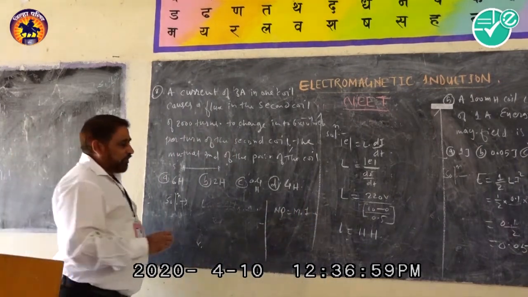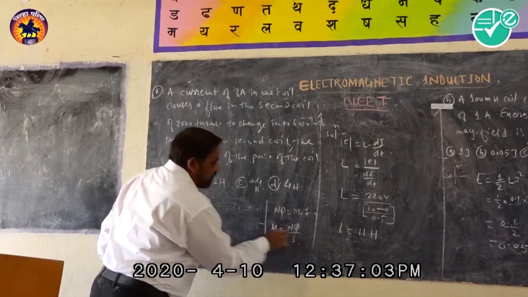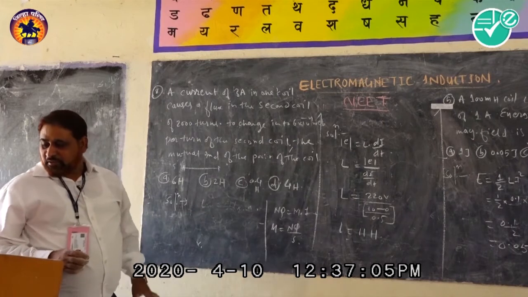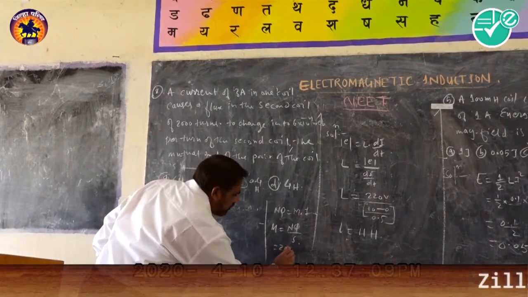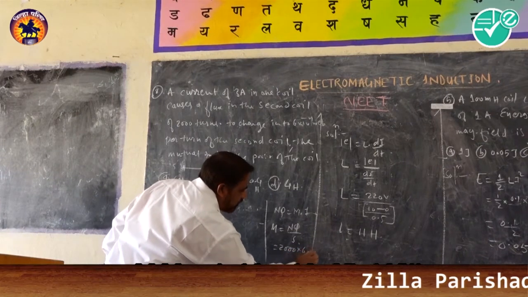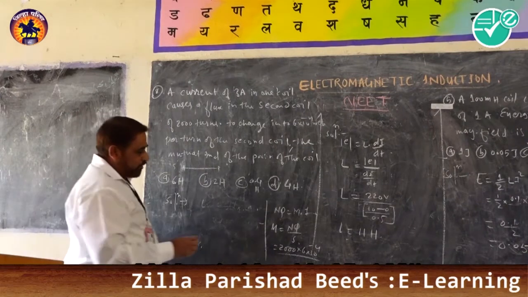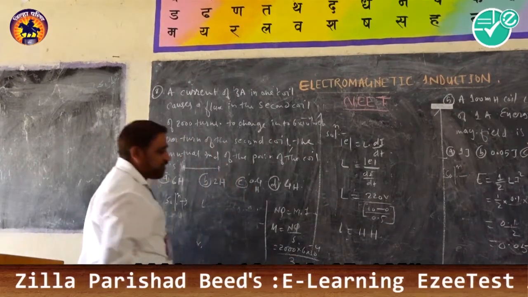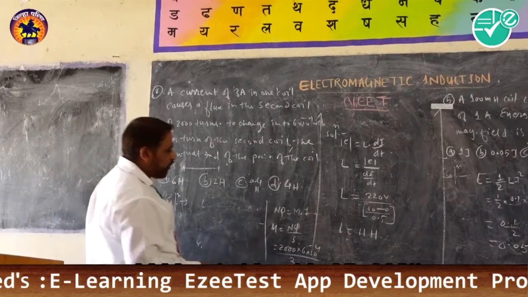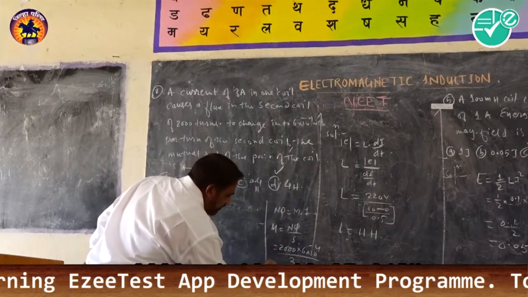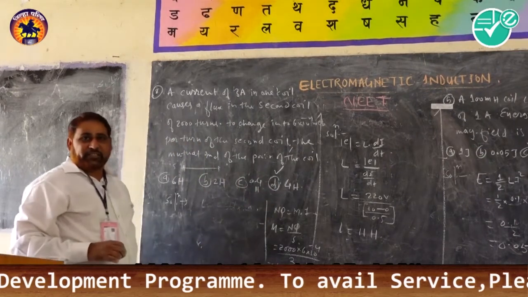So M is equal to N phi by I. In this way, that is 2000 into 6 into 10 raised to minus 4 divided by the current change of 3 ampere. By simplification we will get the answer as 0.4 Henry. So answer C is correct here.